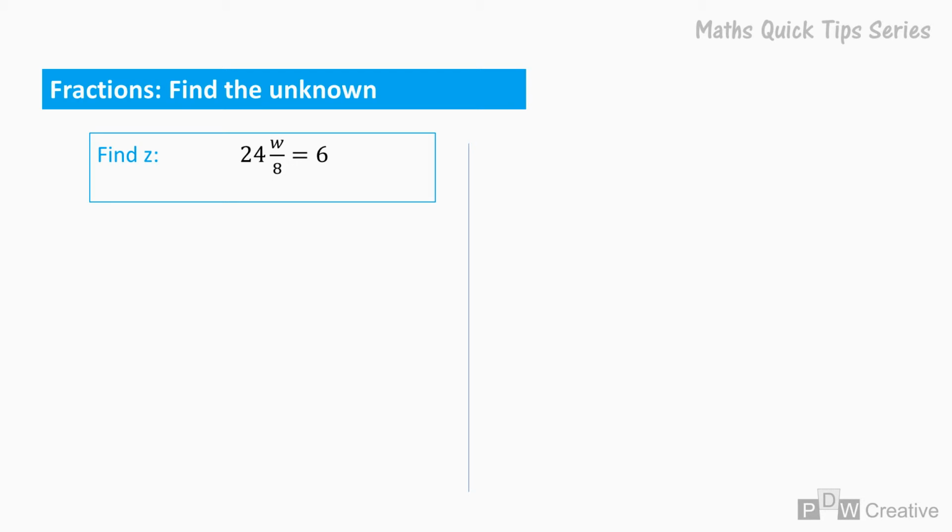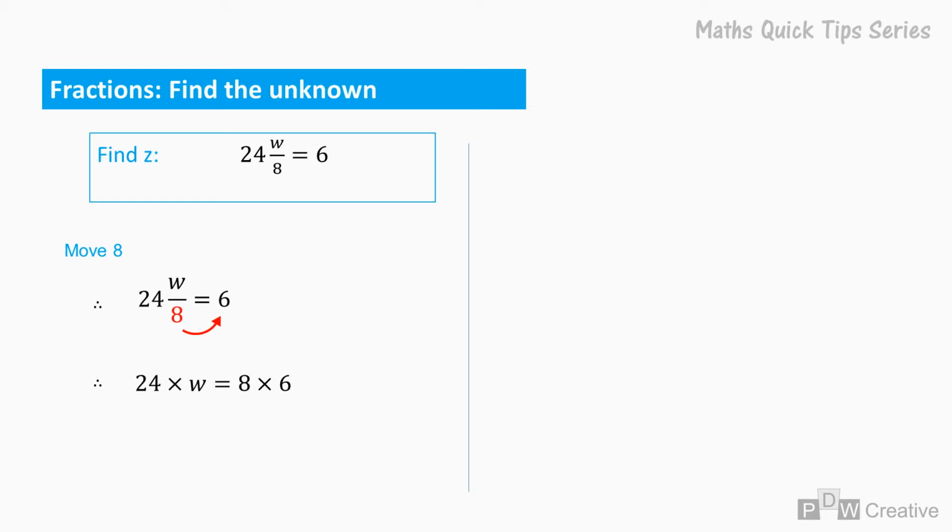Here is another problem. This time unknown w is the fraction numerator. We can move the denominator out as before. So divide by 8 becomes multiply by 8.